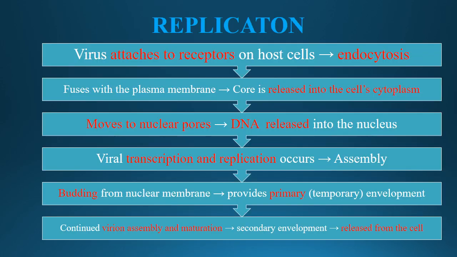Next, replication. Attachment of the viral glycoprotein to the host receptor mediates the endocytosis of the virus, which enters into the host cell. Fusion with the plasma membrane releases the core and the tegument protein into the host cytoplasm. Next, the viral genome is uncoated for the viral transcription and replication in the nucleoplasm. Incoming viral capsid gets disintegrated and only the DNA is released into the nucleus.